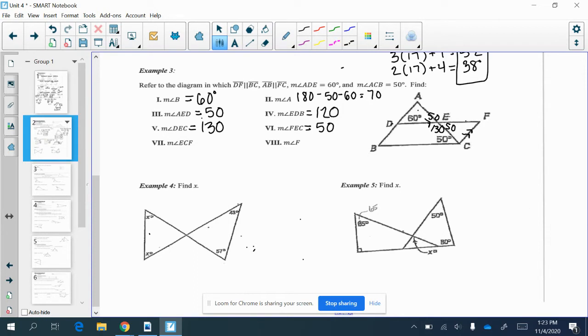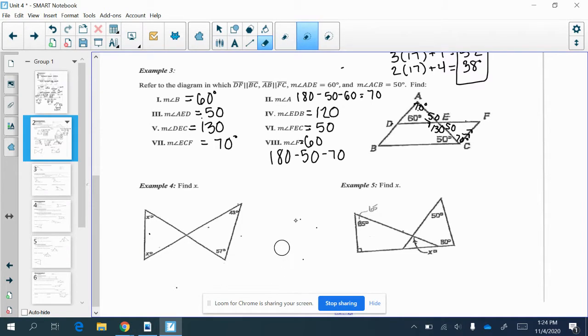Measure of angle ECF. If measure of angle A was 70 degrees, that makes this one 70 degrees as well. Alternate interior angles. It's kind of hard to see. And then measure of angle F, 180 minus 50 minus 70 is 60. So that's going to be 60.